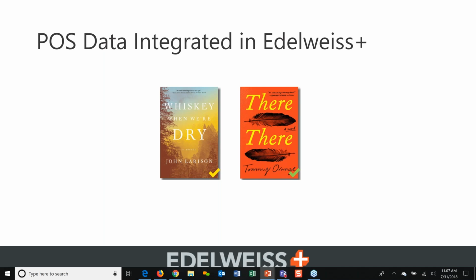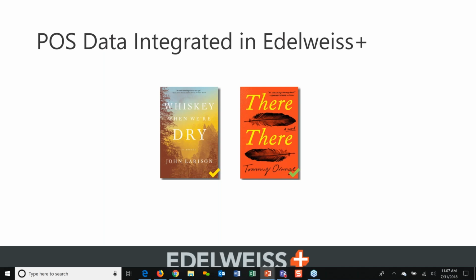So this is a quick run through of some of the newer things that are happening, where you're going to see different pieces of analytics data throughout Edelweiss. This is a really easy one. As you're browsing around the site, and this is if you're a Summit user, you're going to see little check marks on titles that you either have or that you have on order.